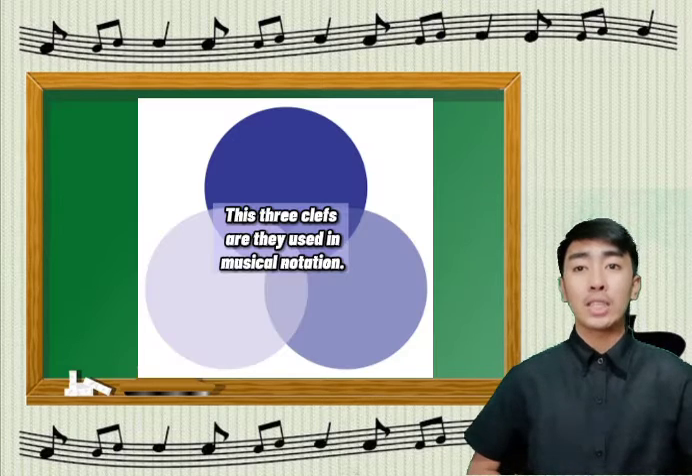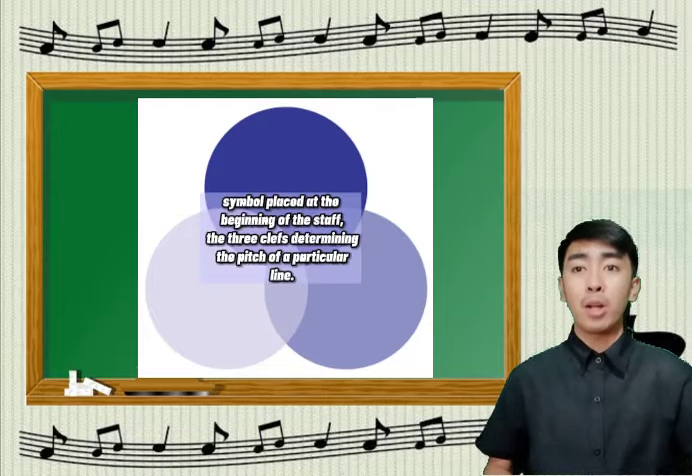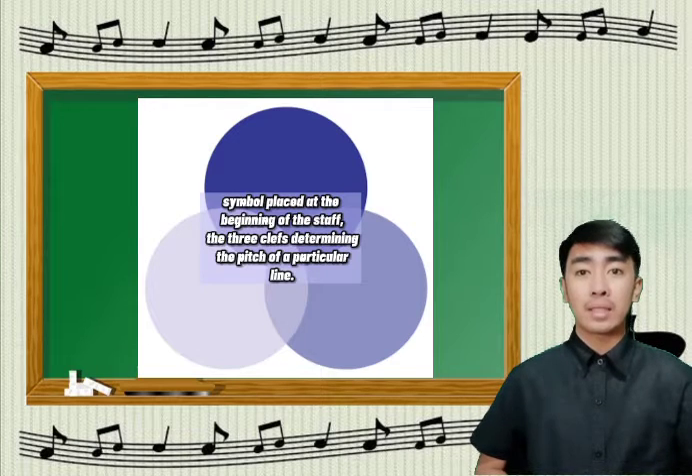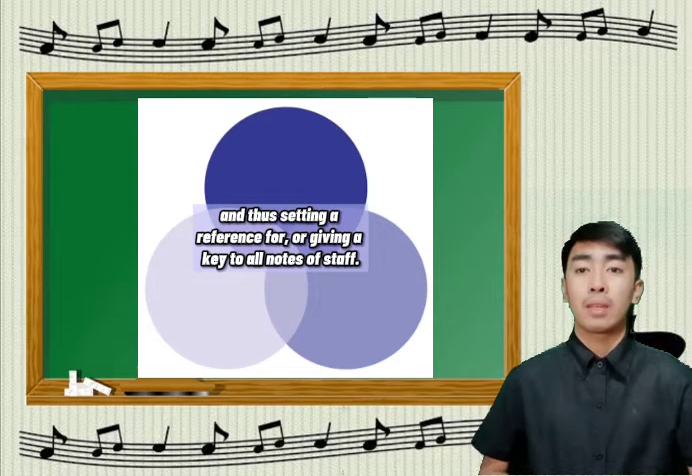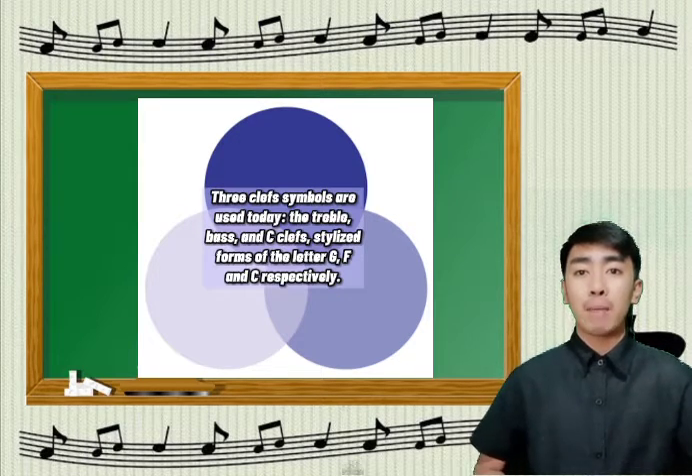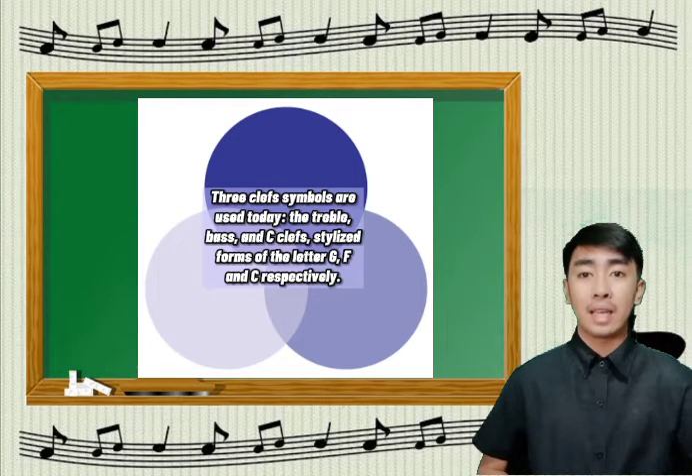So the similarities of these three clefs are they are used in musical notation. Symbol placed at the beginning of the staff. The three clefs determine the pitch by a particular line and thus set a reference, giving a key to all notes of the staff. Three clef symbols are used today: the treble, bass, and C clefs. Stylized forms of the letters G, F, and C respectively.